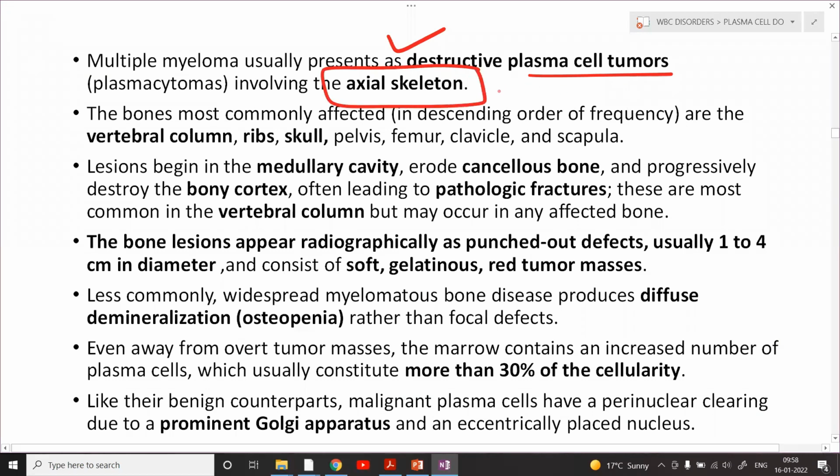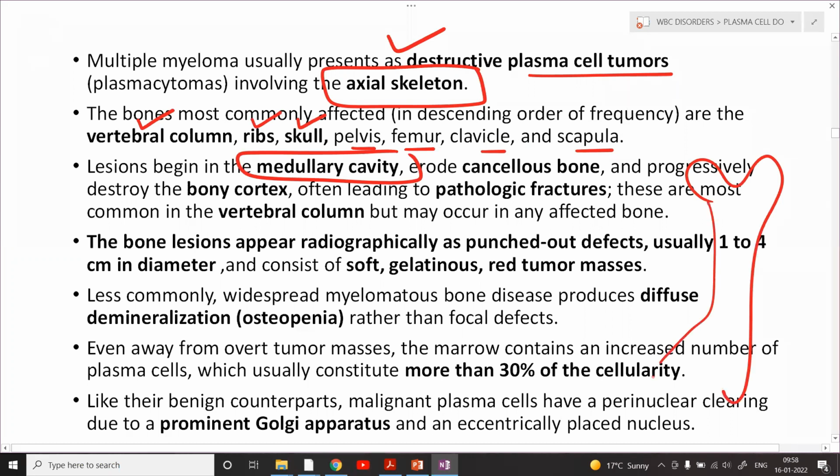The most commonly affected site, in decreasing order, is the vertebral column, followed by the ribs, skull, pelvis, femur, clavicle, and scapula. Basically, the lesion starts in the medullary cavity inside. For example, if I draw this bone over here, this is the medullary cavity, and from here the lesion starts and then goes outwards like this. Ultimately, when the entire bone is gone, there will be a fracture, and this fracture is called a pathological fracture. So the lesion starts in the medullary cavity, erodes the cancellous bone, and enters the bony cortex towards the outer region.